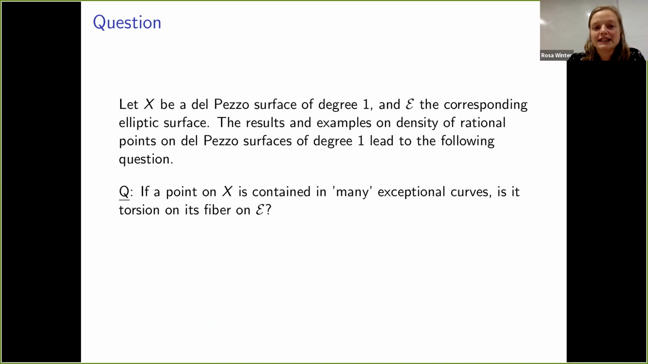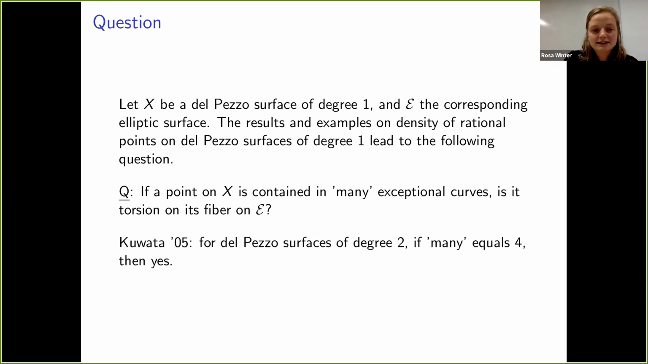Okay, so if we take an Alpeza surface of degree 1 with the corresponding elliptic surface, then these previous results and the examples given lead to the following question. If a point on X is contained in many exceptional curves, where many, of course, is very vague, is it then torsion on its fiber? Because this seems to coincide often. Moreover, another reason to think this could be true is that Kuwata proved a similar result for the Alpeza surface of degree 2, where many equals 4.